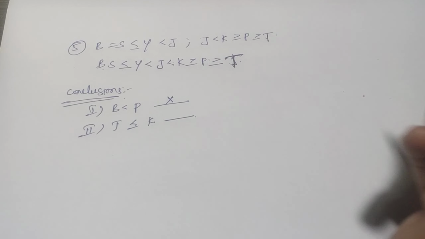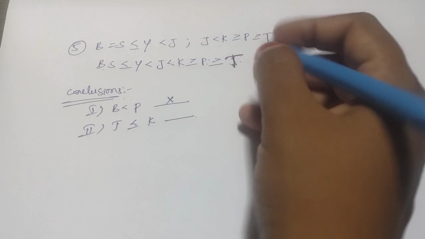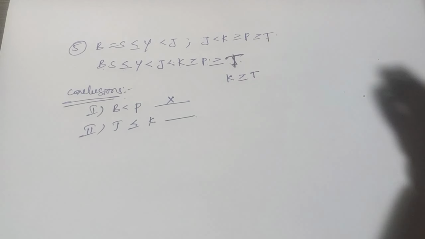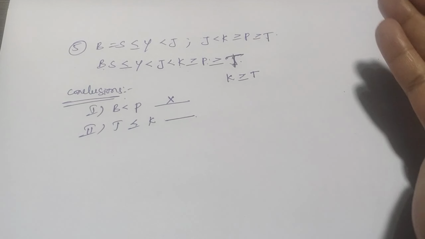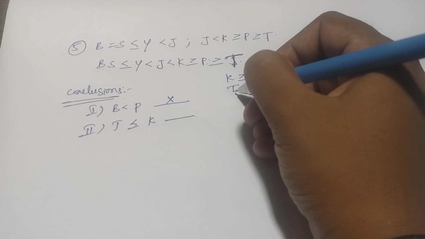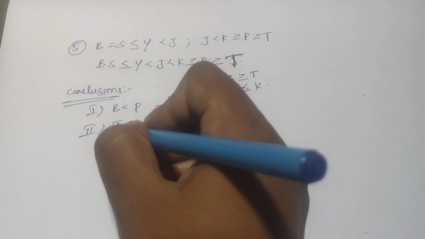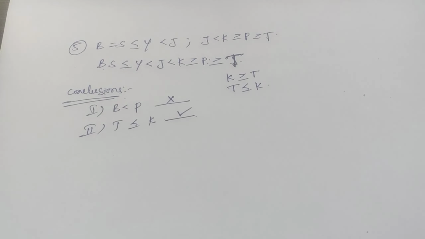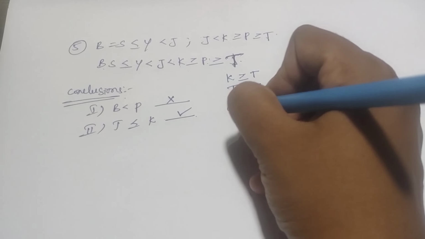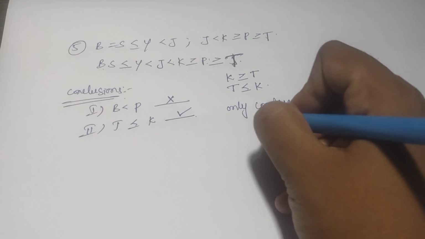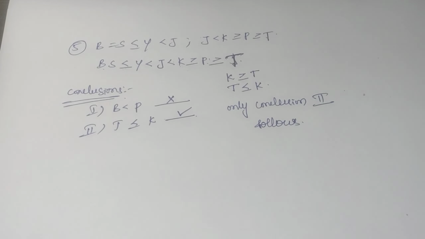And T less than or equals to K. T is here, K is here. Here, K is greater than or equals to T. How can we write this equation? T is less than or equals to K. We can also write this equation as T is less than or equals to K. Here in the conclusion, T is less than or equals to K is true. Here, what is the answer? Only conclusion 2 follows. Right? So, this is the answer for this question.